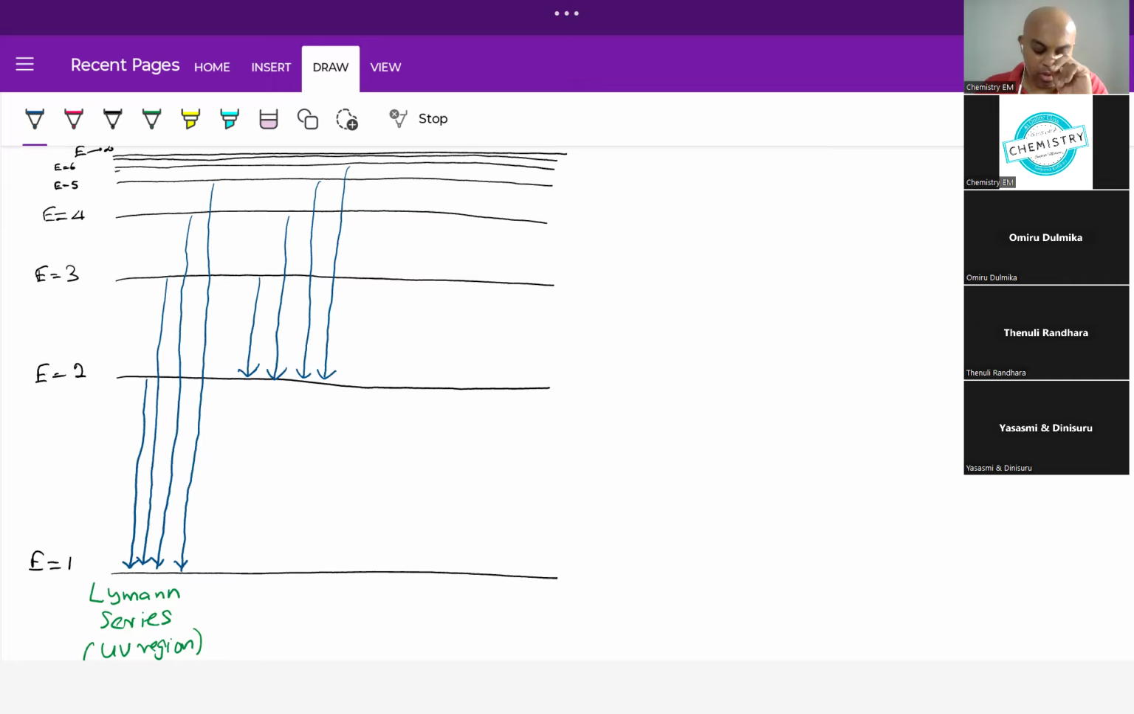This E2 to E3 is the least energy. Least energy means least frequency. Least frequency means this corresponds to the red line of the hydrogen emission spectrum.